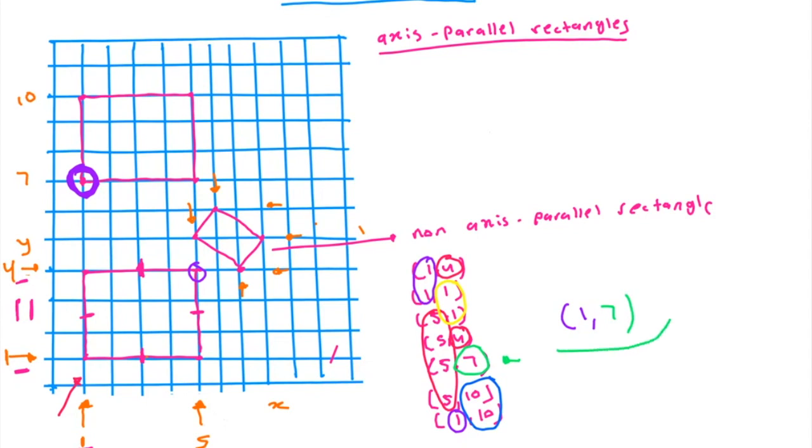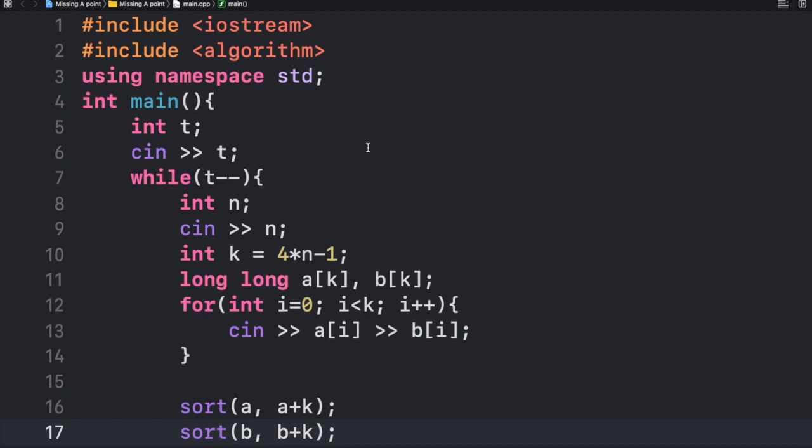So then we got the answer 1, 7. And if we look at the point, we do see that this point is 1, 7. So this is how we can find the missing points. Now let's go over the code implementation of the solution.